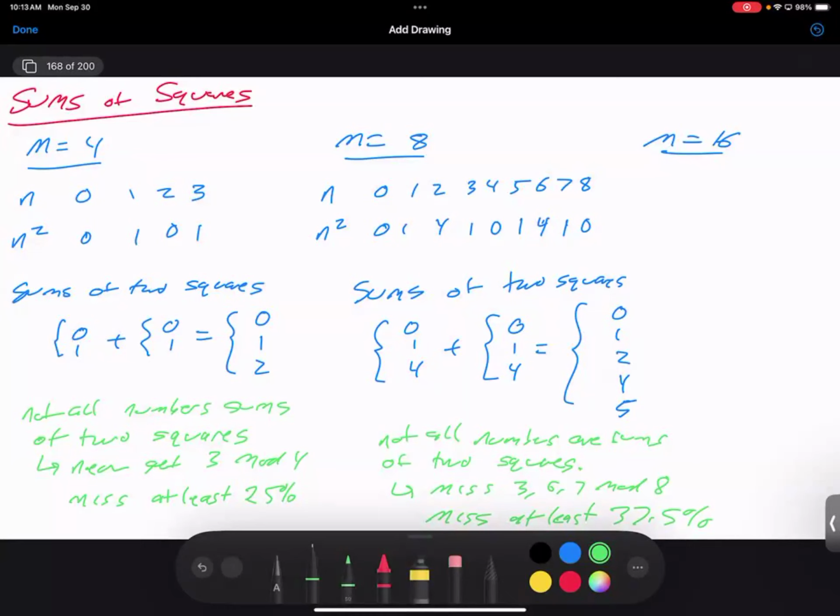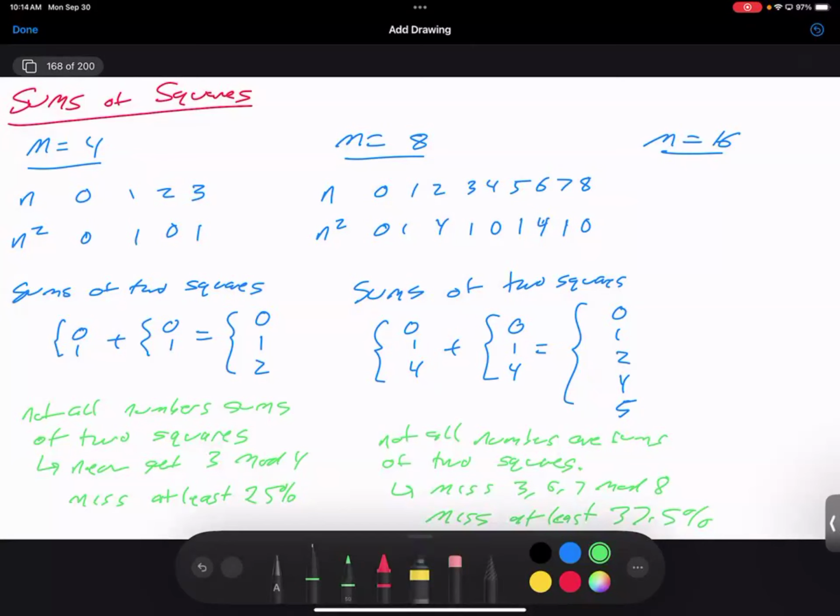Building on the success of 4 and 8, and given the fact that I've written m equals 16, what might you try next? Right. It should be pretty obvious to try m equals 16. And after m equals 16, what should you try? So we missed 1/4, then 3/8.